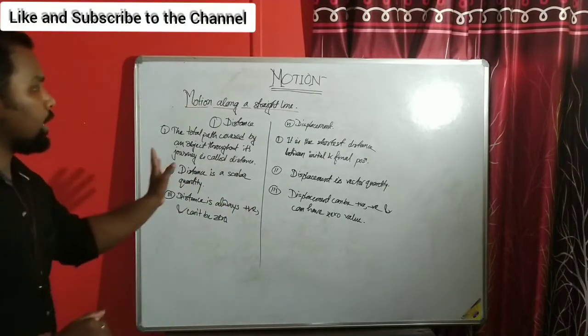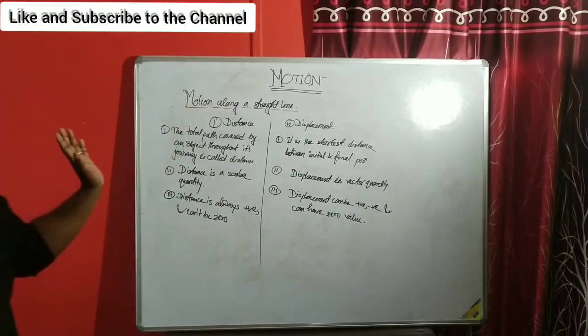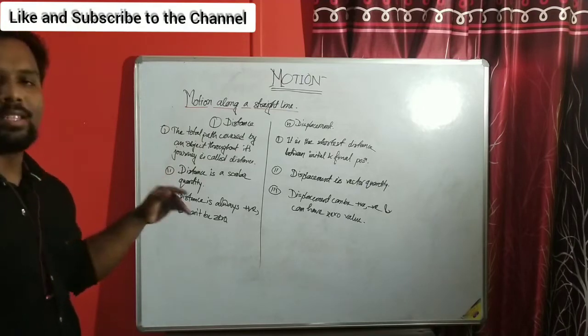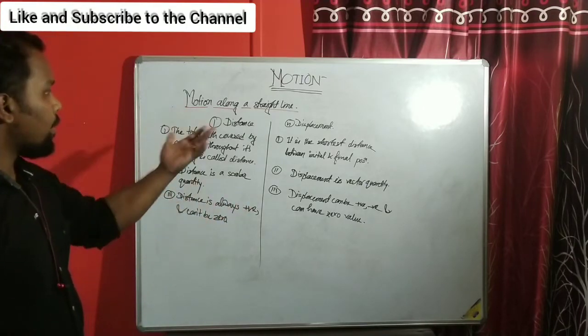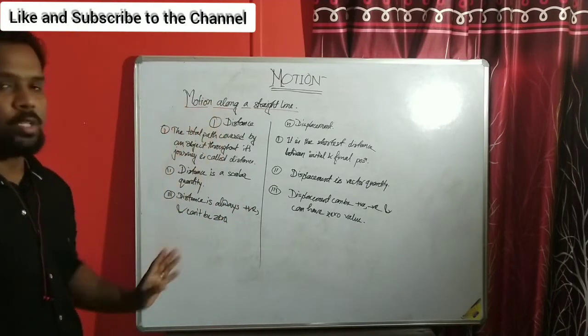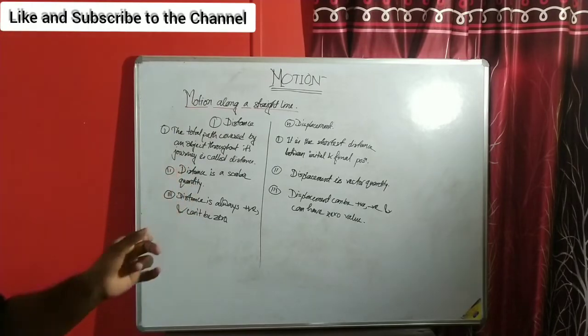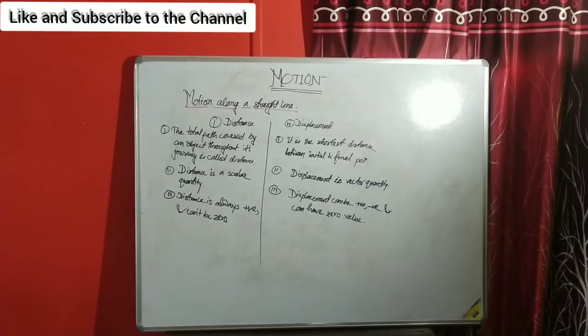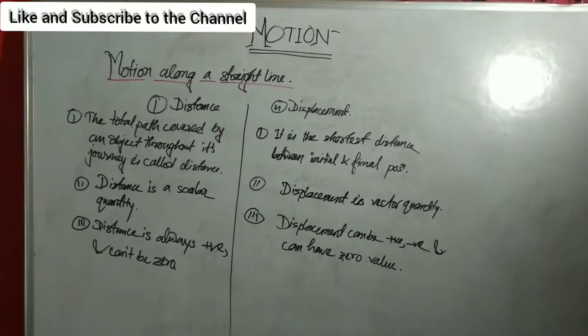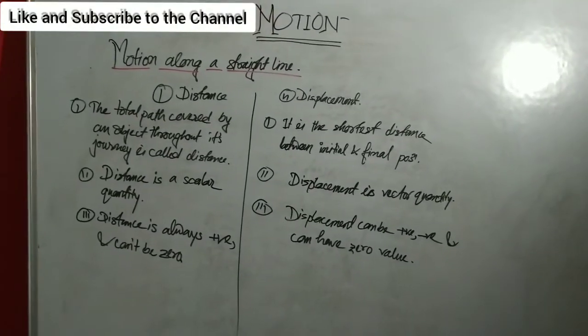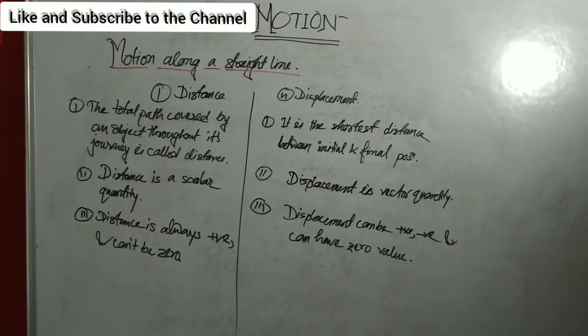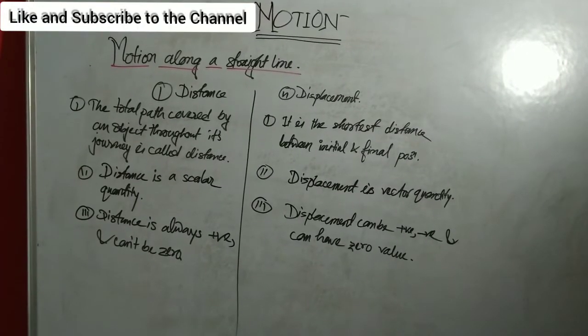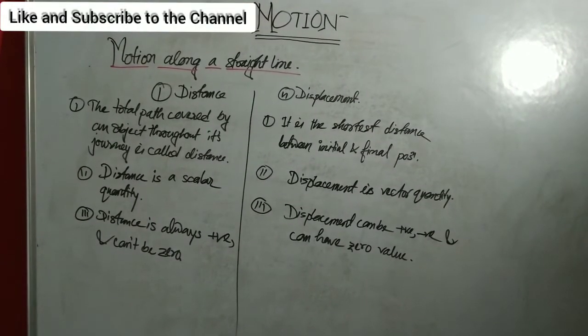So these are basically some properties, or you can say some differences, between distance and displacement. You can look closely and write this down if you want: motion along a straight line, the displacement and the distance, and some properties of distance and displacement.